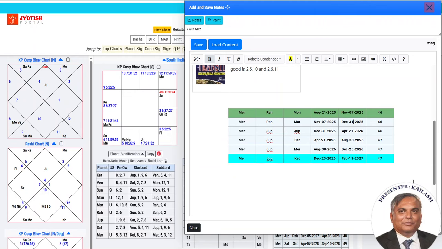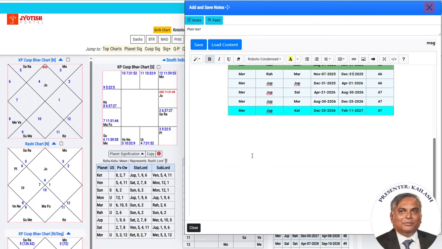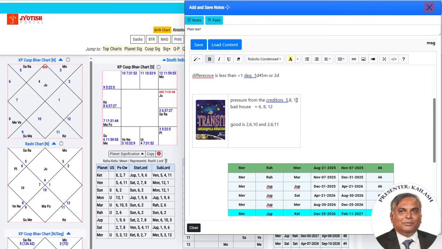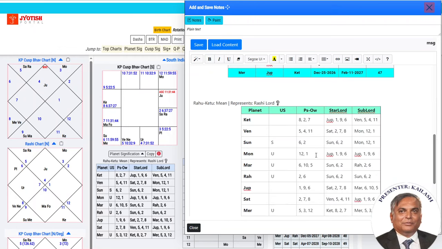And then let's look at each of these significations from this rule: the 5, 8, 12, 6, 8, 12, and the good 2, 6, 10 and 2, 6, 11. So I'm going to copy this whole table. For that you have to click on this option, copy. So this has now been copied.